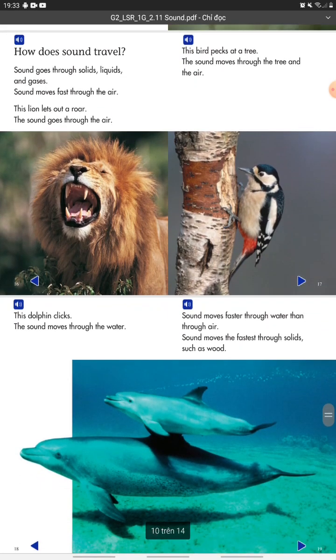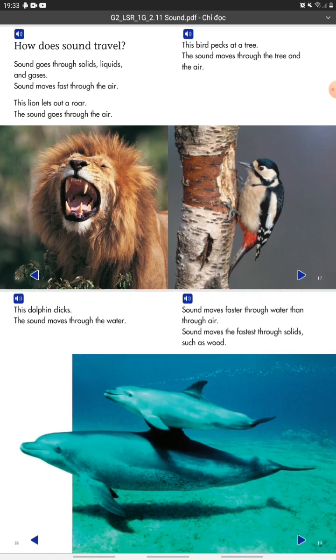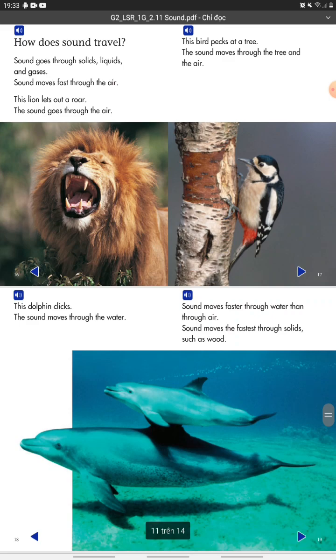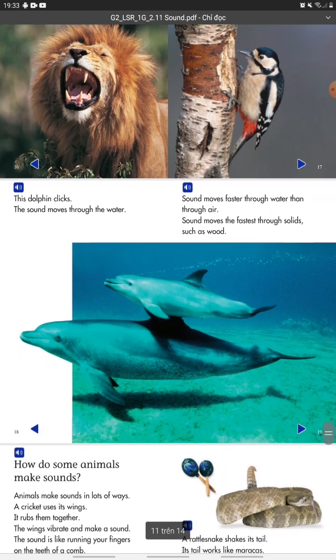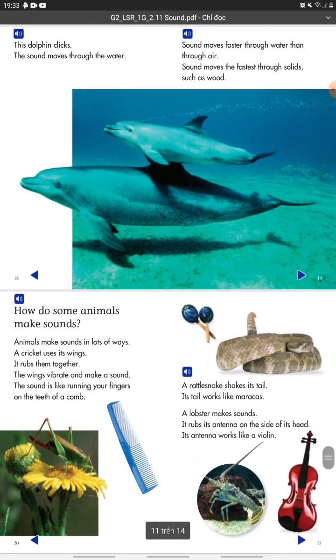How do sounds travel? Some sounds go through solids, liquids, and gases, which are three states of matter. Sounds move fast through the air. This lion lets out a roar. The sounds go through the air. This bird pecks at a tree. The sound moves through the tree and the air. The dolphin clicks. The sound moves through the water. Sound moves faster through the water than through the air. But the sound moves the fastest through solids such as wood.